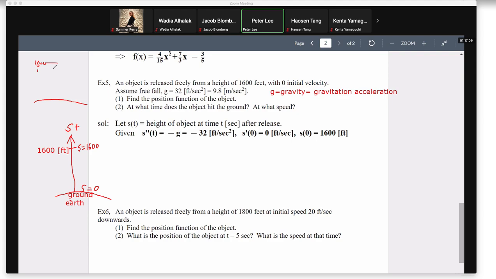So let's say this is 600, and then this is now 1600 feet above the ground.